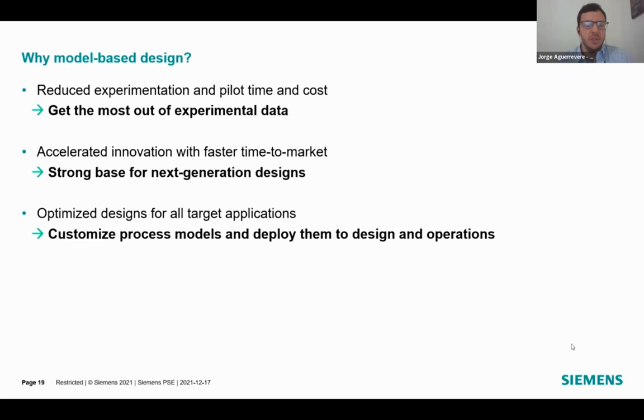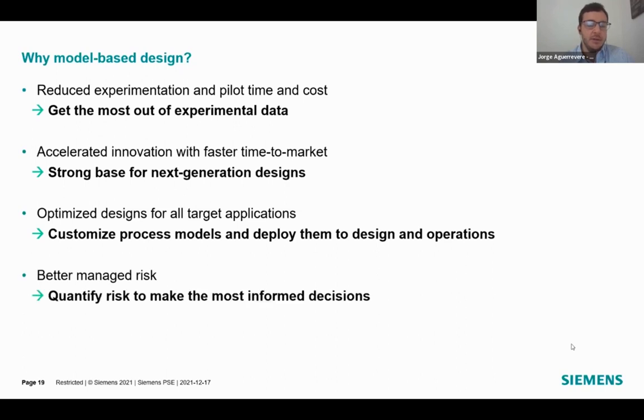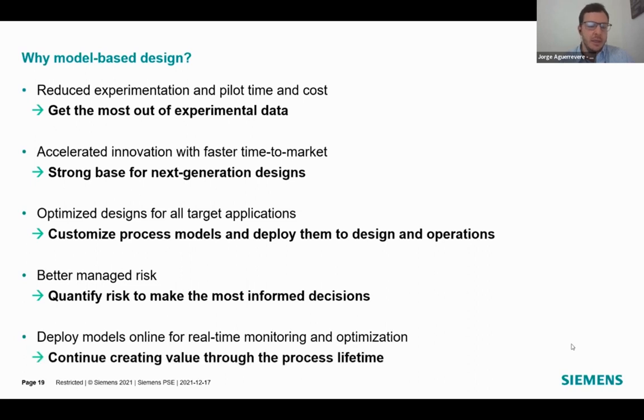And with these process models, the models we have are not limited to electrolyzer systems. So this can be extended to include further and further parts of the process. And ultimately, being able to do these simulations at a very large scale can help to quantify risk and make very well-informed decisions, as well as, once the process is up and running, the models can be deployed to real-time applications to monitor and optimize the process as it progresses through the process life cycle.